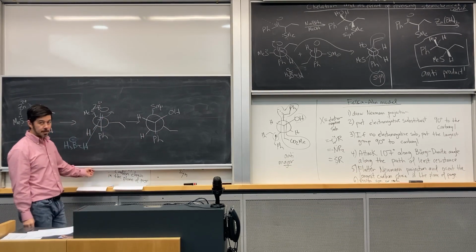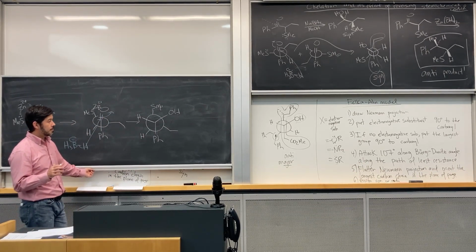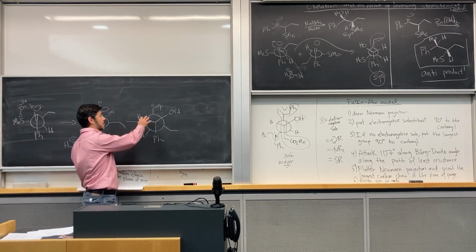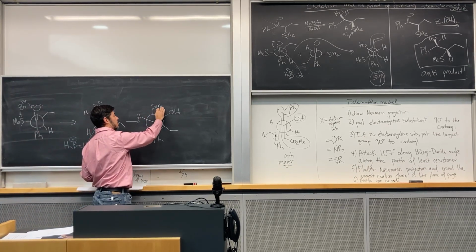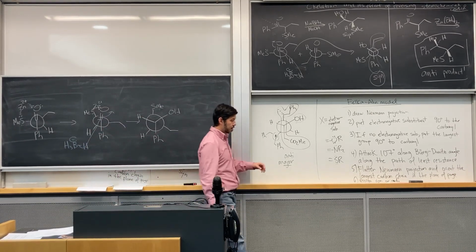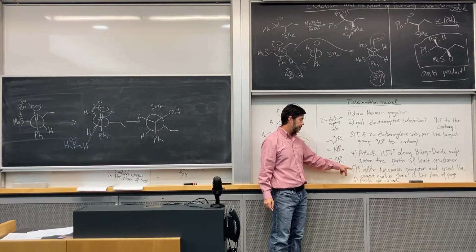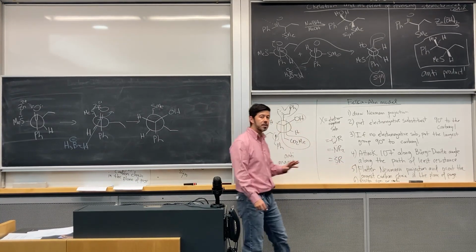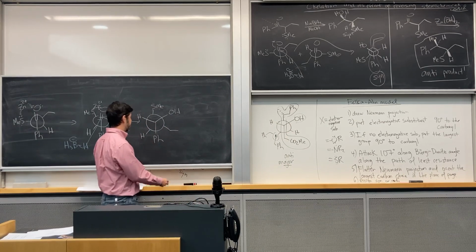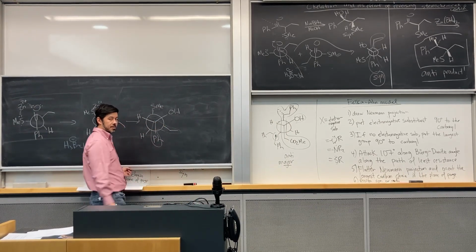You're going to get something that looks like this. Now, before you jump to conclusions and say, oh, wait, look, it's still syn, don't forget what you need to do. Follow your checklist, right? So you attack 107 degrees along the Bürgi-Dunitz angle, and then you've got to flatten the Newman projection, orient the longest carbon chain in the plane of the page. So we don't have the longest carbon chain in the plane of the page, as you can see.